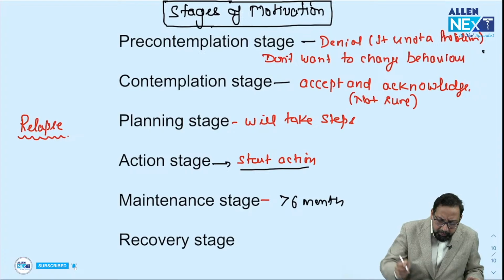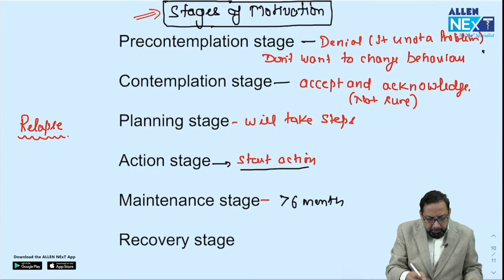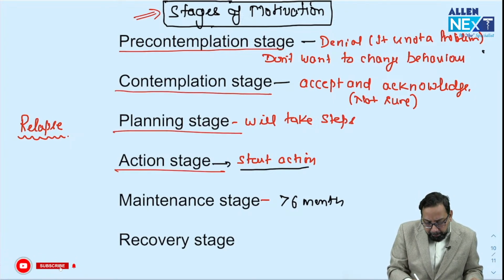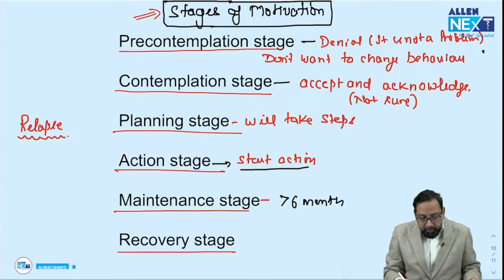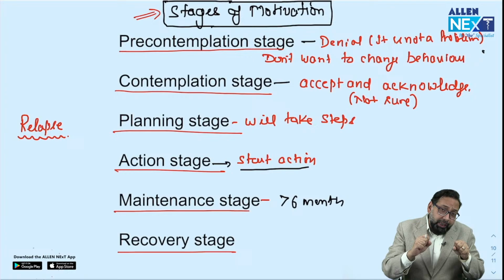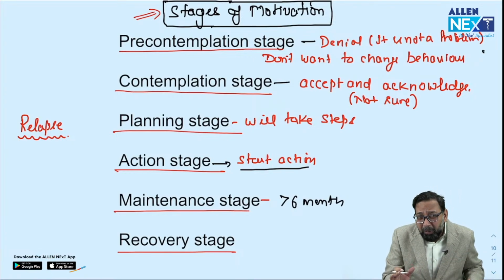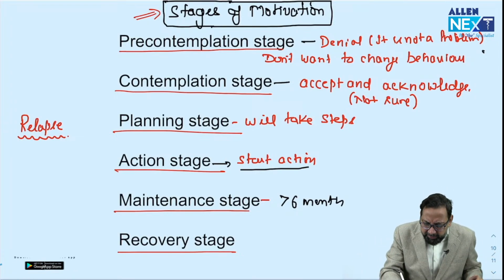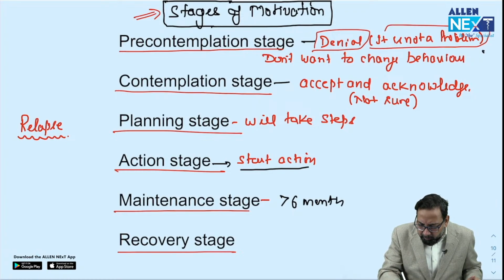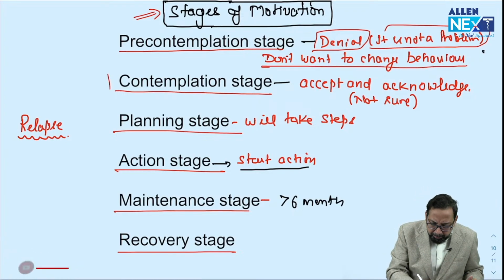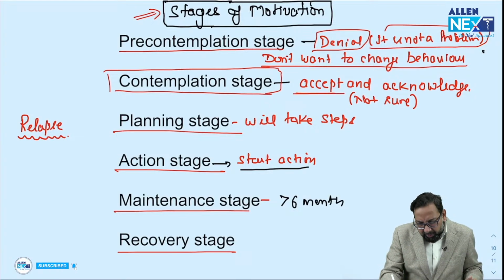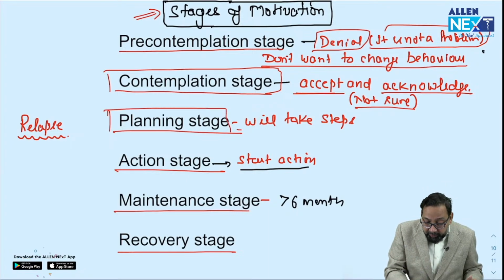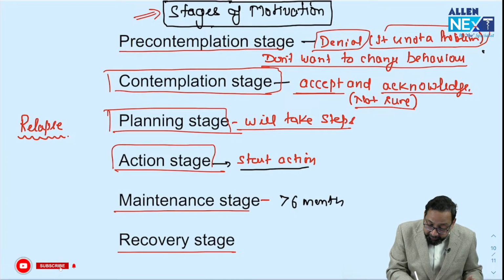Next question. This is stages of motivation: pre-contemplation, contemplation, planning, action, maintenance and recovery stage. Pre-contemplation: suppose a patient is taking alcohol, you ask, do you have any problem? He says, no doctor, I take only 1 peg, 2 pegs of alcohol, no problem. Means denial, it is not a problem, doesn't want to change the behavior. Contemplation: the patient accepts, acknowledges, but is not sure. Planning will take steps, but will take action in the action stage.